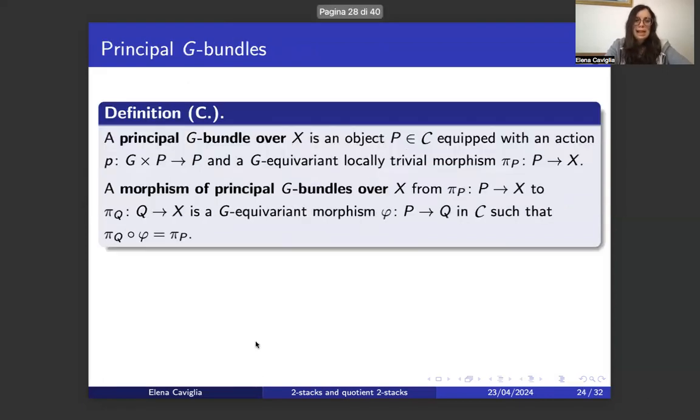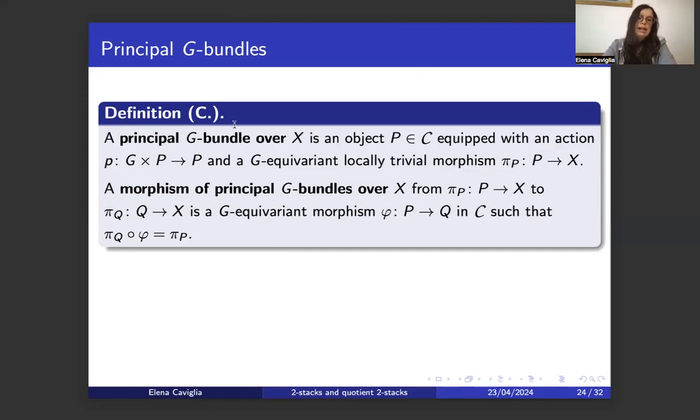And now we can say that a principal G bundle over an object X is another object of the category P that has an action of the group object G on it, and the G equivariant locally trivial morphism of this form, pi P from P to X. And we can also define morphisms of principal G bundles in a natural way, so they are just morphisms in the slice category over X. And so this definition generalizes the notion of principal G bundles over topological spaces.